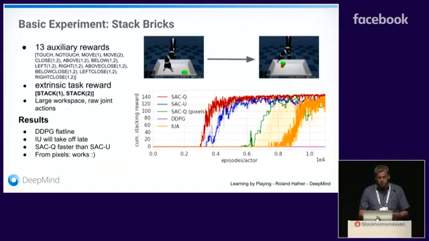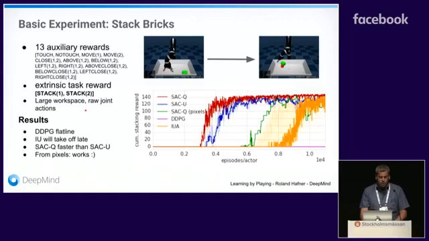This is a basic experiment where we have 13 auxiliary tasks. For example, one is touch, no touch, move. It would just minimize or maximize the readings of a sensor. Then we have relational rewards like close, above, below. And then we have two extrinsic tasks, like stack the red on the green or the green on the red one. And we do the whole experiment on a large workspace with a reward joint action for the robot.